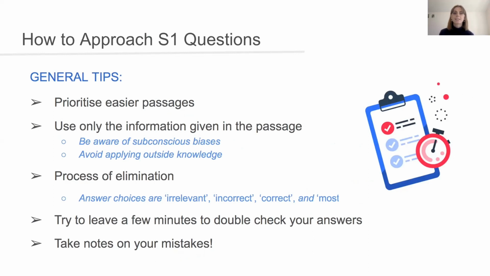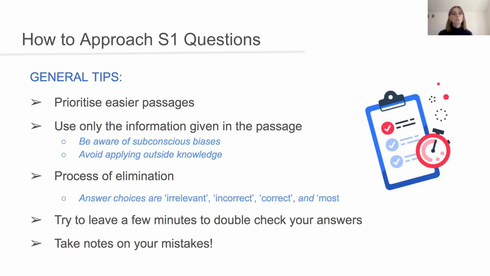And with any test, it's a good idea to prioritize the passages and questions that are easier for you. So don't just go through the questions one at a time and spend 10 minutes trying to understand one really difficult passage when you could get through 2 easier passages and their associated questions within that same amount of time. So if you prioritize the passages a little bit, once you've gone through the entire test, you can go back to those harder passages or questions and dedicate the rest of your time to those.